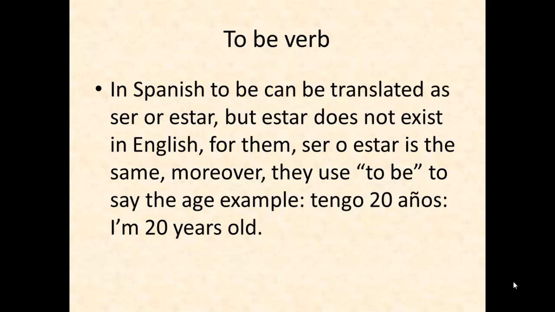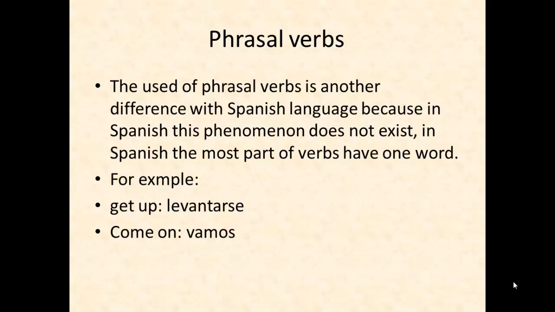The verb to be. In Spanish, to be can be translated as ser or estar, but estar doesn't exist in English. For them, ser or estar is the same. Moreover, they use to be to say the age. Example, tengo 20 años, I am 20 years old.